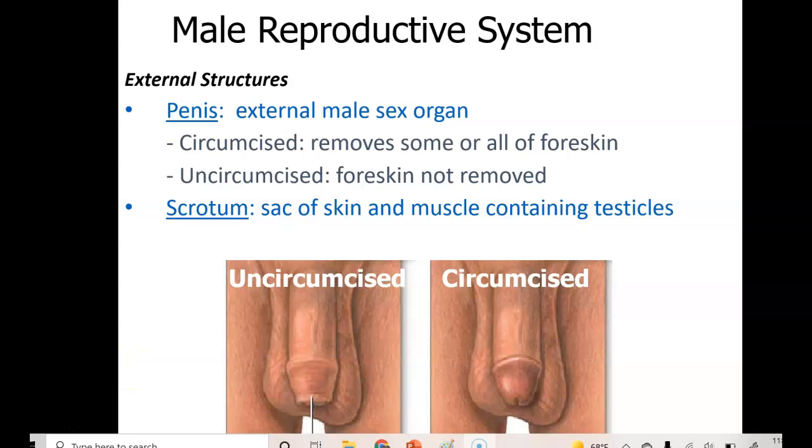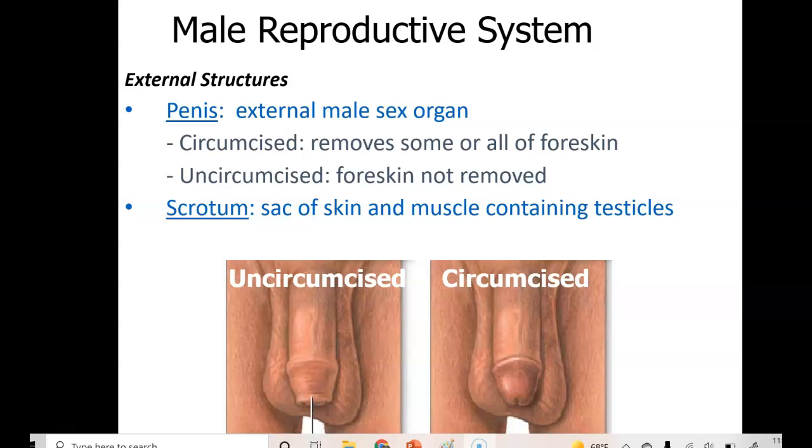So we're going to start with the external structures. That would just be what you can see on the body if you were doing an examination, and that's going to be the penis and the scrotum for the male reproductive system. The penis is the external male sex organ. Sometimes it's circumcised, sometimes it's not, depending on where you live in this country, your religious beliefs. But basically what that means is whether or not there is skin over the tip of the penis.